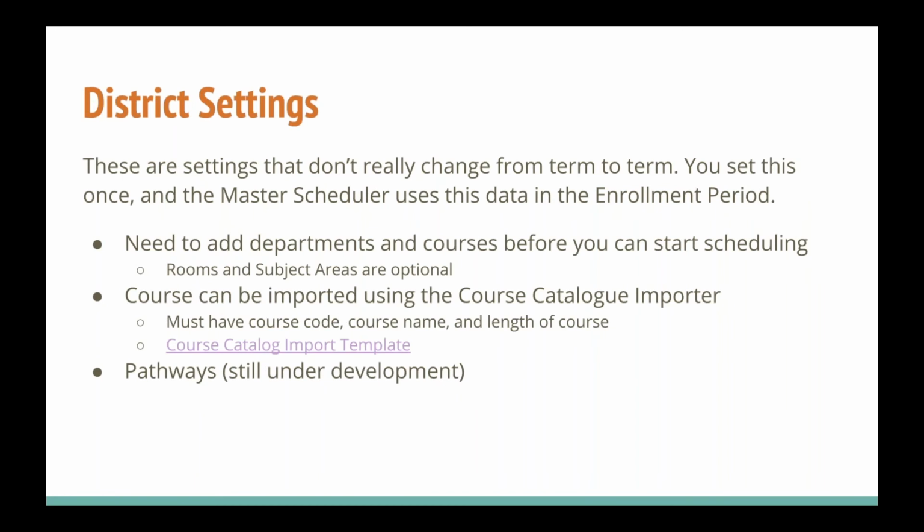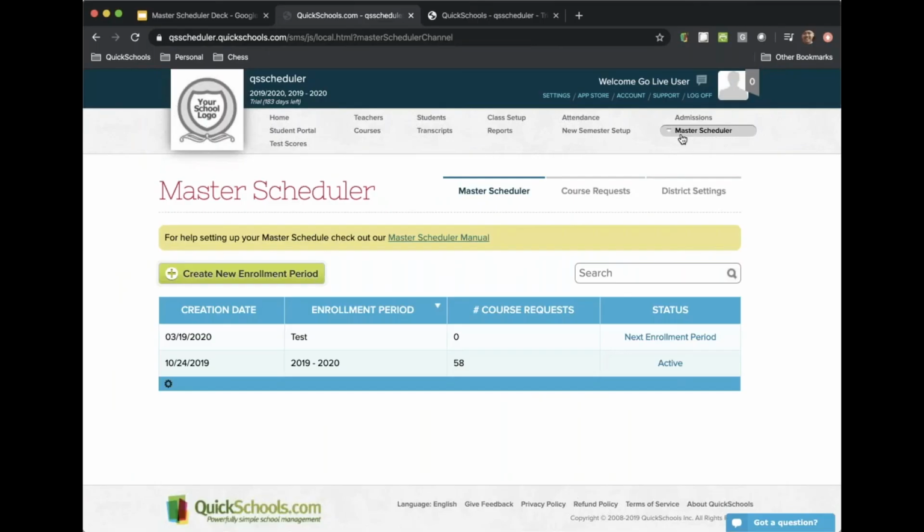Right? So we'll start with district settings. So this is basically an area where the information has changed from term to term. It's your master list of courses and departments. So I'll show you what that screen looks like. So this is the master scheduler screen.